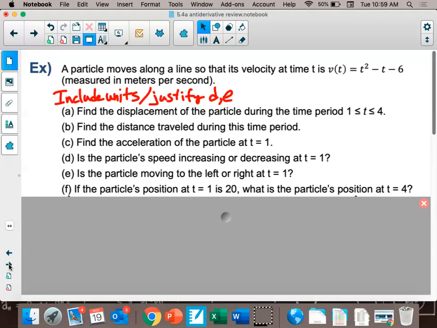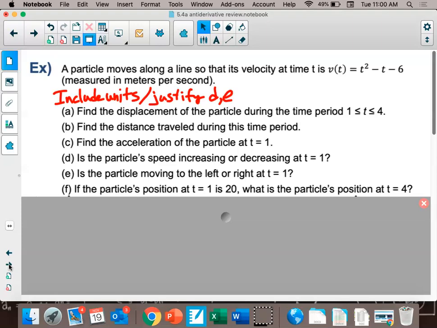All right. Good. Okay. So next question. Speed. Is the particle's speed increasing or decreasing at t equals 1? You just found a of 1. So how do I know if speed is increasing or decreasing? Same sign, acceleration. When velocity and acceleration have the same sign, speed is increasing. When they have opposite signs, speed is decreasing.